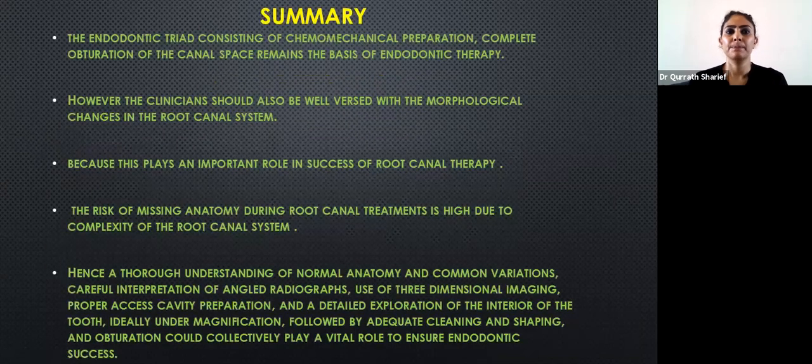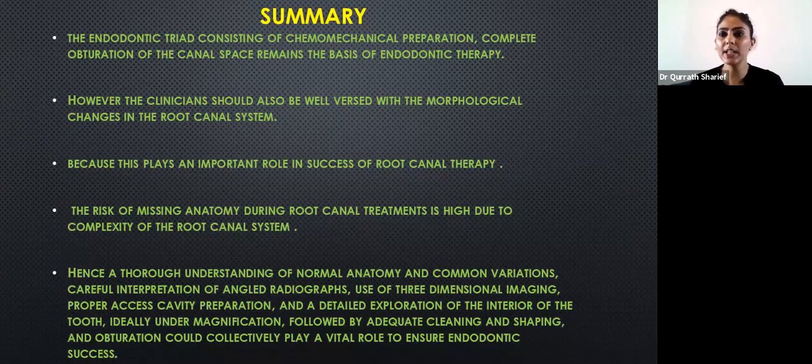So coming to the summary. The endodontic triad contains chemomechanical preparation and complete obturation of the root canal system. This is the basis for your endodontic therapy. However, the clinician should be well versed with the morphological variations of the root canal system. It's very important because this plays the most important role in the success of your root canal therapy. The risk of missing any such anatomy is because of the complexity of the root canal system itself. Hence, you need to understand the normal anatomical variation. First understand the normal anatomy, and only then can you understand the variations.